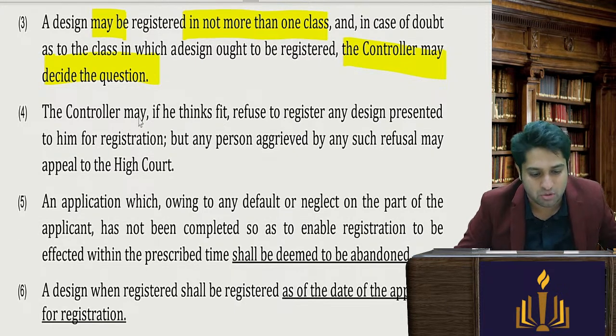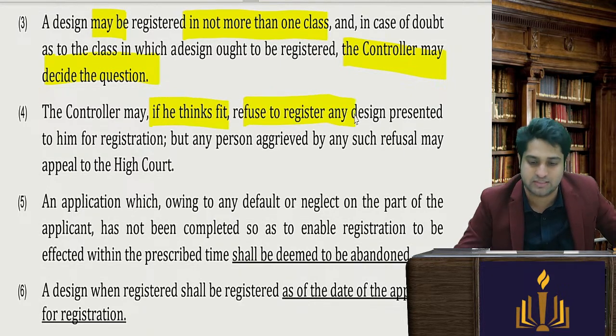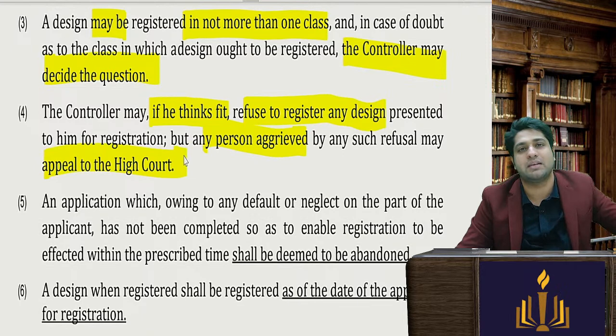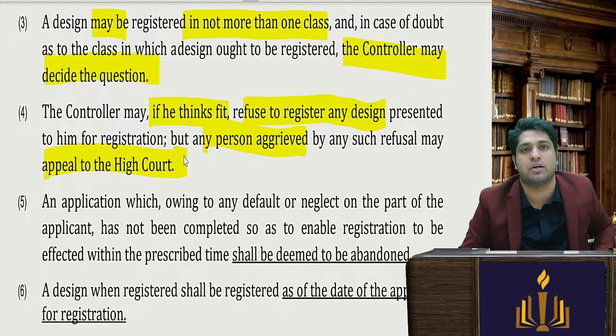Next, the controller may, if he thinks fit, refuse to register the design. Any person aggrieved can appeal to the High Court. Three months time is there. Once the decision has been given by the controller, within three months you have to run to the High Court.